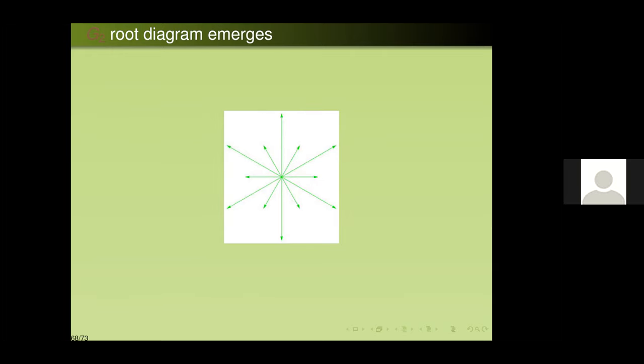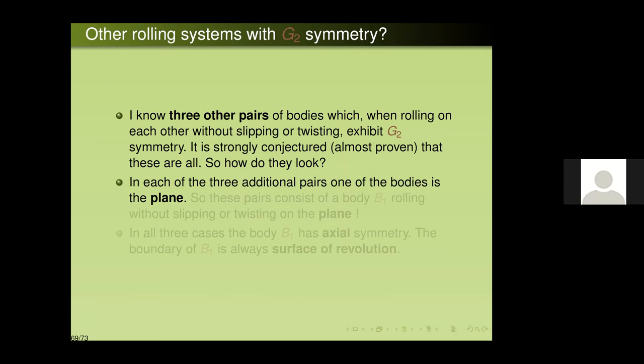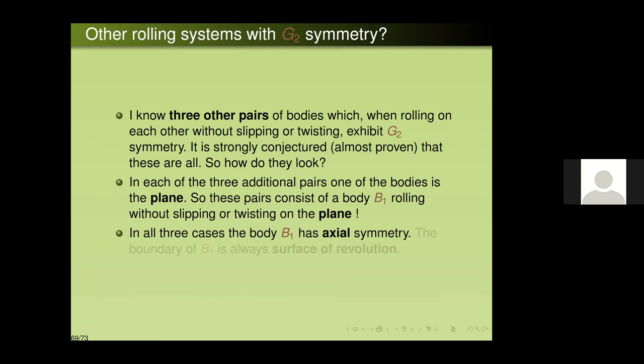Okay. So it turns out that I know three other pairs of bodies which, when rolling on each other without slipping or twisting, exhibit G2 symmetry. It is strongly conjectured by Robert Bryant that these are all. So how do these other three pairs of bodies look with this G2 symmetry? These examples are much different from the example of the two balls. In each of the three additional pairs, one of the bodies is the plane. So these will be examples of one body rolling without slipping or twisting on the plane. And I claim that these three cases will have G2 symmetry. So these pairs consist of a body B1 rolling without slipping or twisting on the plane. In all three cases, the body B1 has axial symmetry.